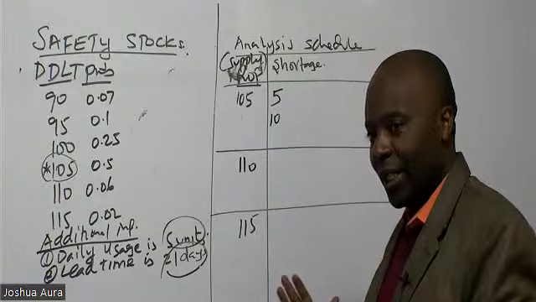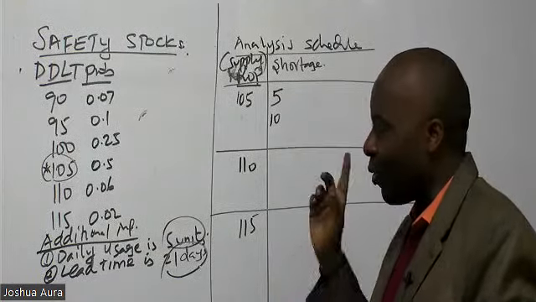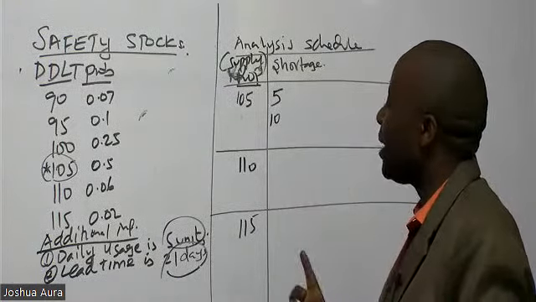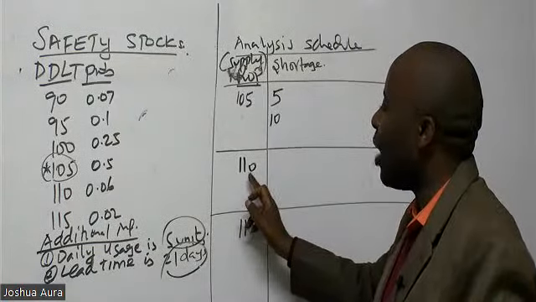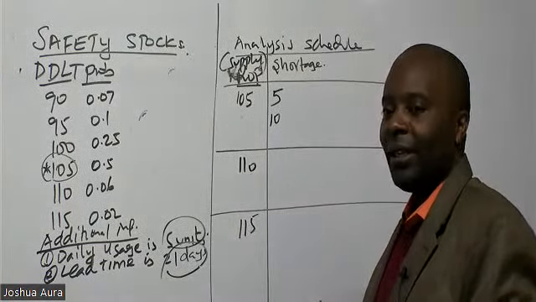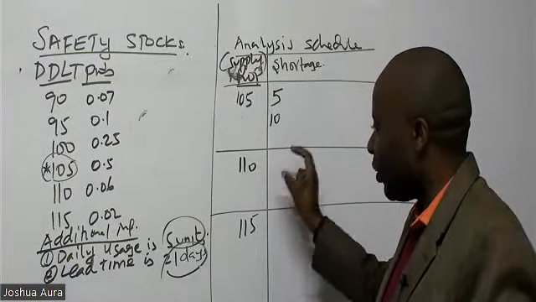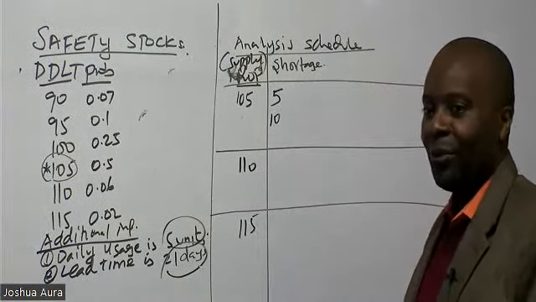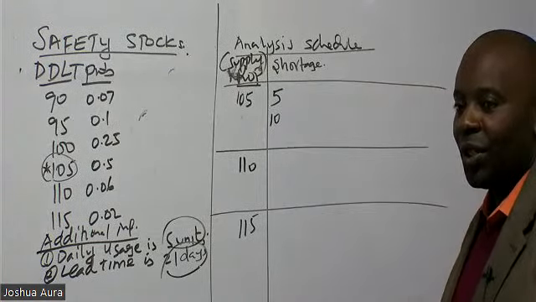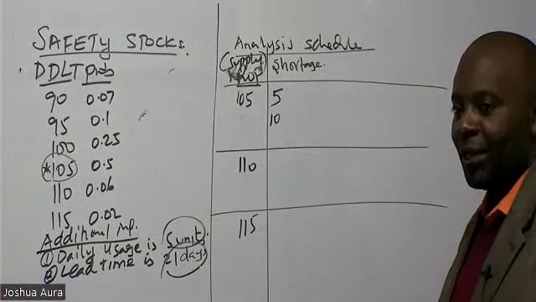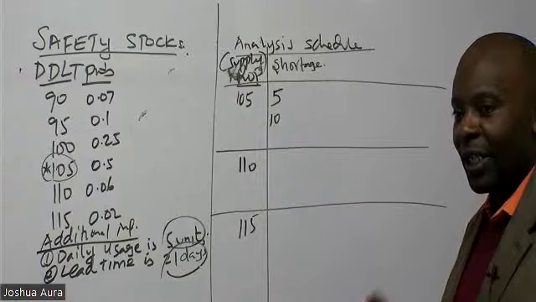Great. Now listen, that is all for 105. What if we supply now 110? Can somebody give me the possible shortages? Somebody's telling me 5.